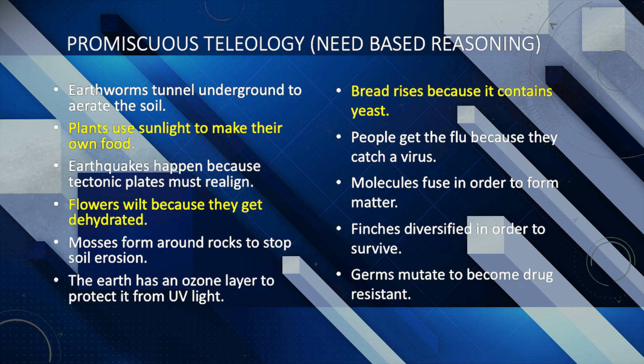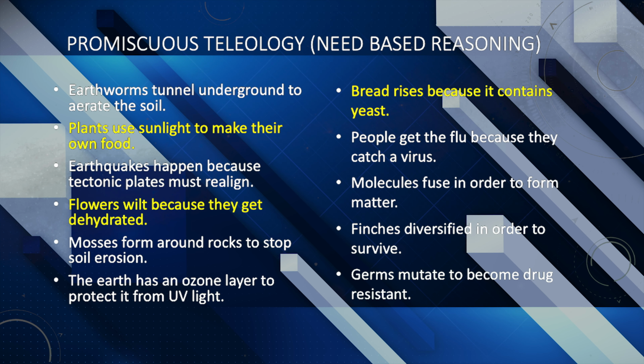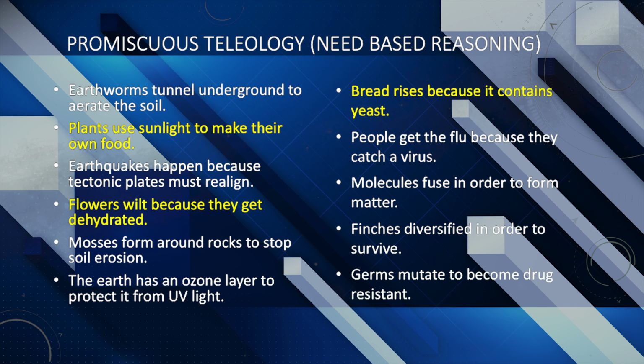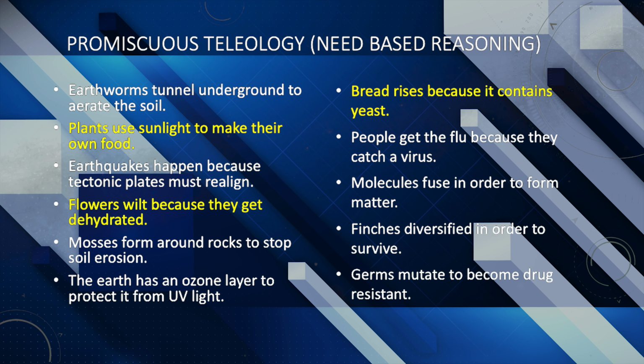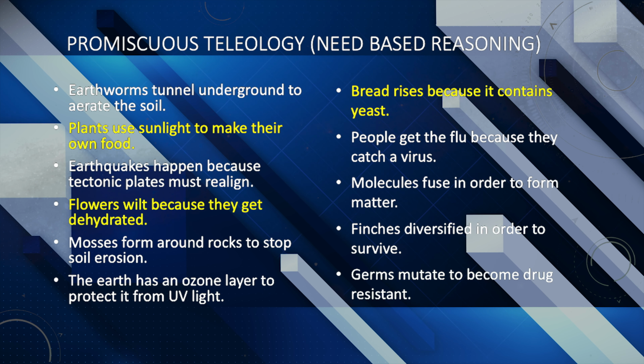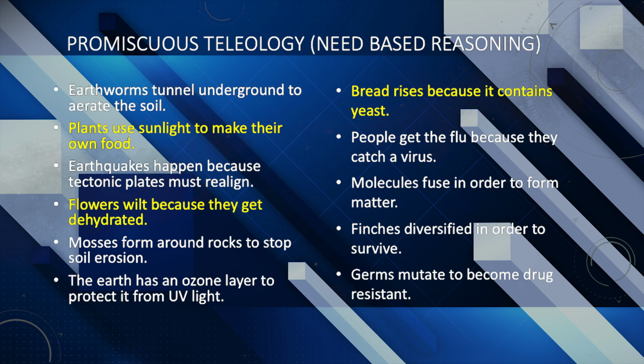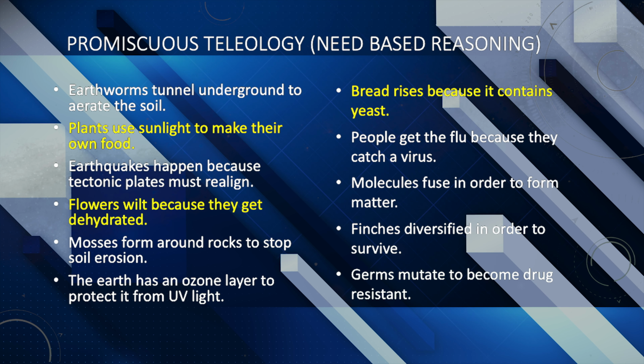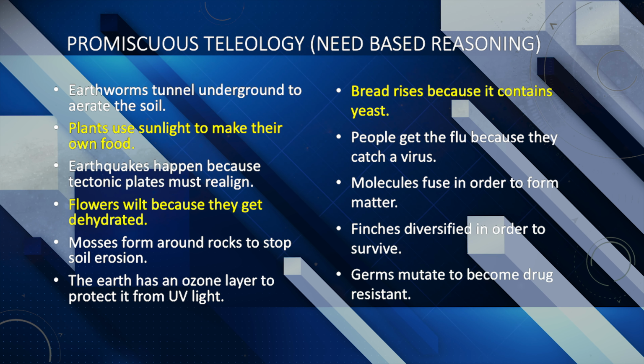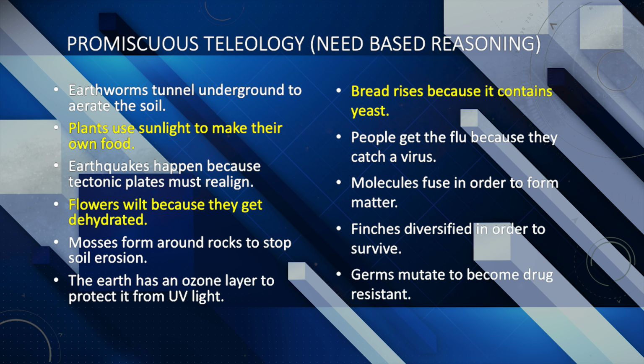The answer is that all of them incorporate the idea of purpose or intentional actions on behalf of an agent or an entity. Take the statement that mosses form around rocks to stop soil erosion. While it is true mosses can prevent soil erosion, that's not the reason they grow on rocks. Mosses grow on rocks because that's where they live. That's their niche. The fact that mosses can prevent soil erosion is just coincidence.